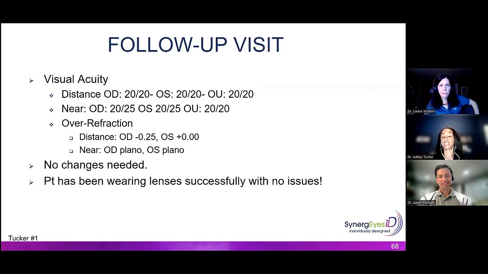So a little bit of an over refraction, but it didn't make any visual acuity difference, especially when you're giving minus at distance. You really want to be cognizant of what that might do at near. So I decided against the minus 1/4 over refraction. No changes were needed for this patient.